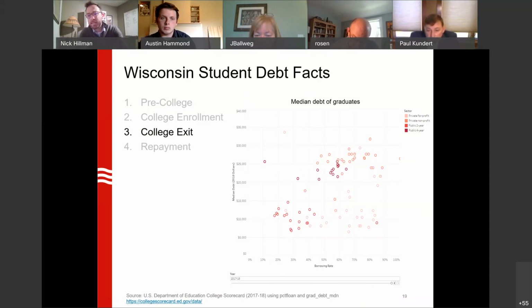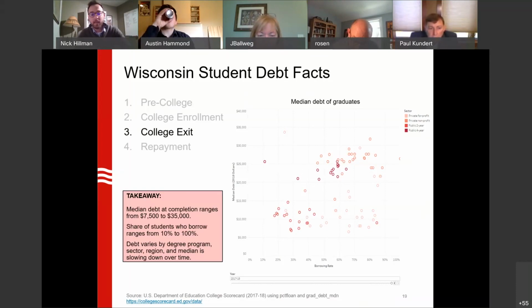$15,000. But the idea here is that there's a lot of noise in this graph. There's not a big clustering, at least not that I see. And so median debt ranges between $7,500 and $35,000. The share of students who are even exposed to debt in the first place can be a low of 10%, as some colleges only expose 10% of their students to debt. Others expose 100%. Debt varies just considerably. And so this is kind of to a next point I want to try to make here.